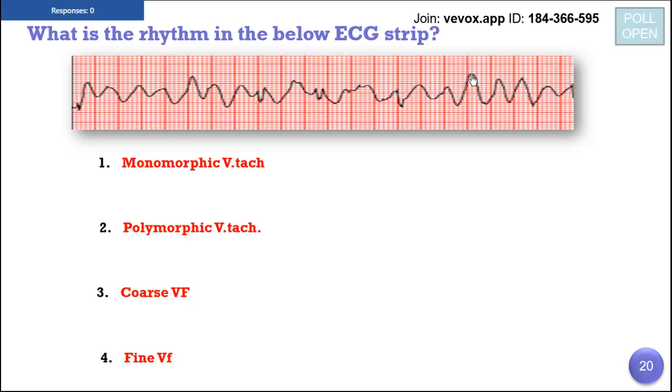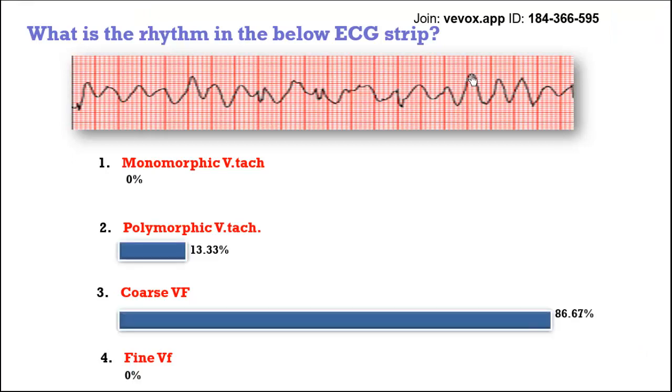So now take this one. There is actually no QRS here, as you see. We start here, but we have a wavy line. Is it coarse, meaning very obvious, or fine, meaning very, very tiny? 15 people. It's coarse VF in 86%, that's correct.